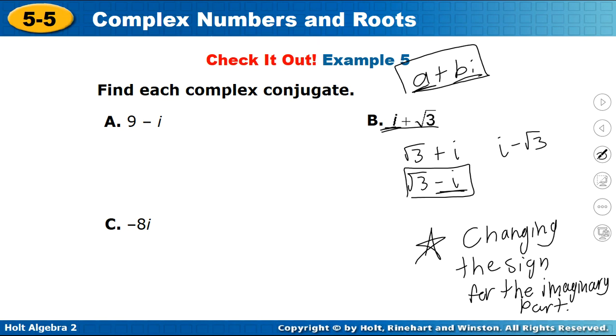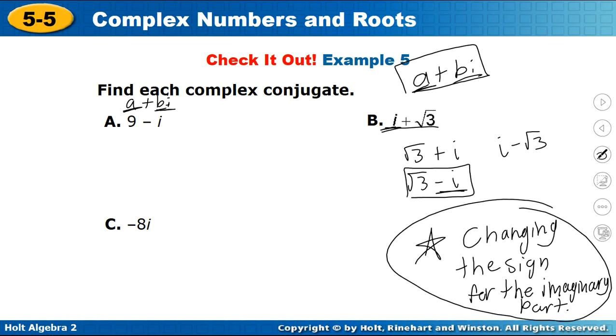Okay? So let's go over to A. A is 9 minus i. That's already written in a plus bi form. Basically the real number first and the imaginary number second. So again, all we're essentially doing is changing the sign of the imaginary part. Really the complex conjugate here is just 9 plus i.